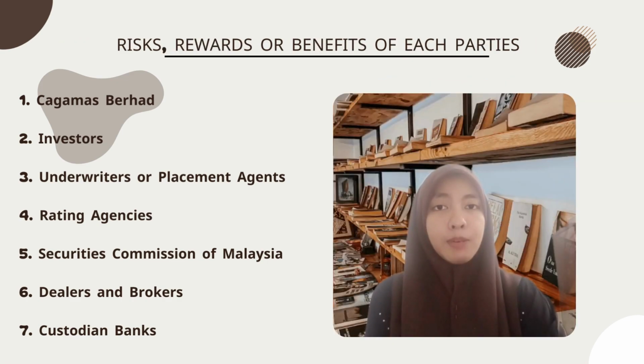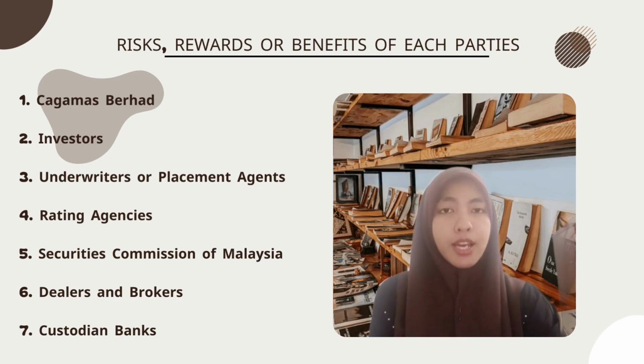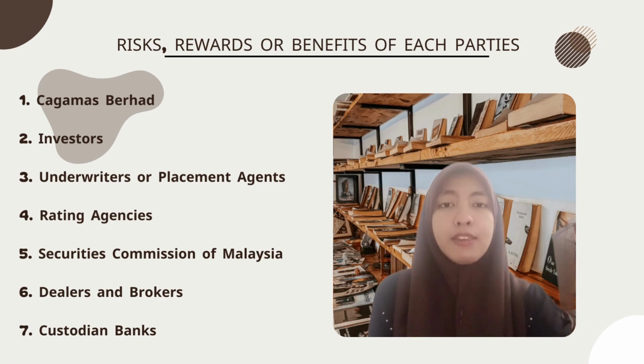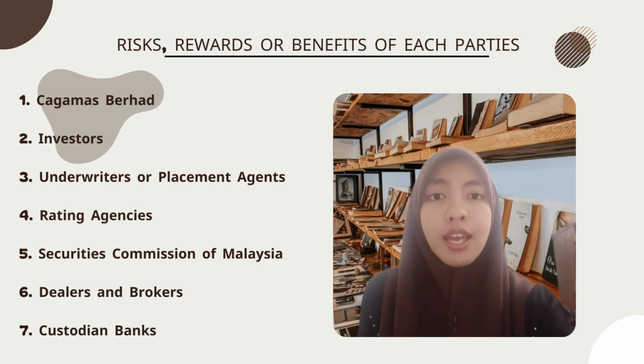Next, I will explain about risk, rewards or benefit of each parties. First party are Cagamas Berhad. They got a credit risk, liquidity risk and market risk. Next party are investor. They got a credit risk, interest rate risk and market risk. Third parties are underwriter or placement agents. They got a market risk and reputation risk.